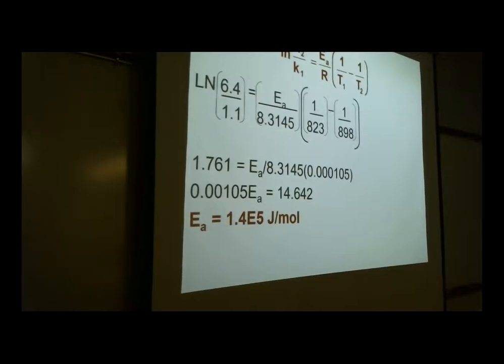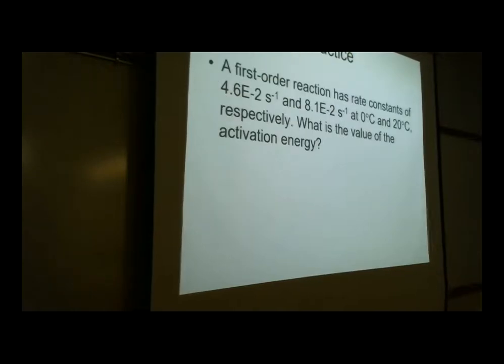You good on how to do this? Ready to try another one? Here's another one. A first order reaction has rate constants of 4.6 times 10 to the negative second and 8.1 times 10 to the negative second at 0 and 20 degrees Celsius. What's the activation energy here?